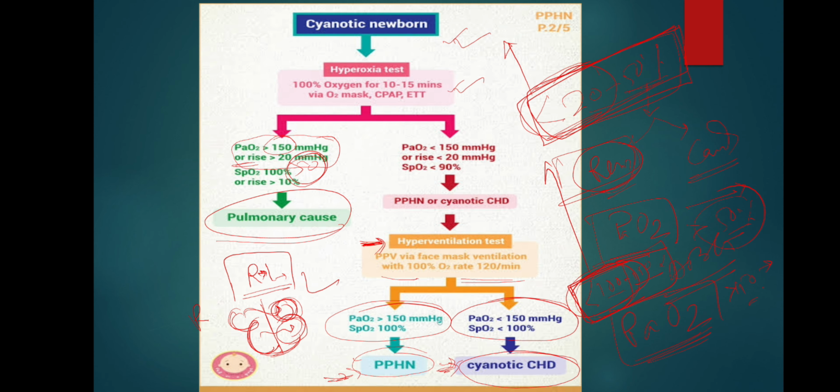So why? Because when you give 100% oxygen for 1 hour, the oxygen causes vasodilatation of the pulmonary vessels. Due to the vasodilatation, there is increased oxygenation and decreased pressure in the lung. In persistent pulmonary hypertension the pressure is increased, so a smaller amount of blood gets into the lung and there is less oxygenation. With vasodilation, more blood enters the lung, causing increased oxygenation, and that's why there is increased saturation. So that's how we differentiate between PPHN and congenital cyanotic heart disease.